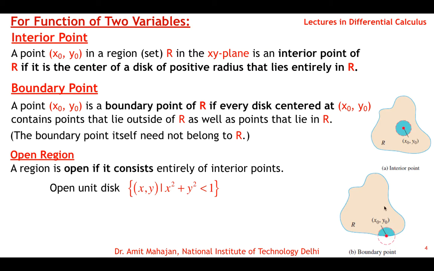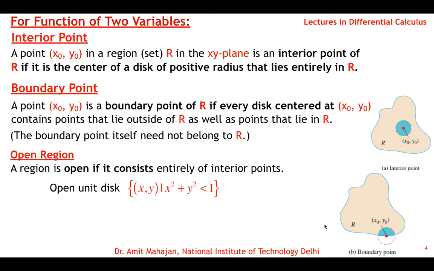Okay, so these are two definitions. For an interior point, if it is possible to draw at least one disk of positive radius such that every point is inside, then it is an interior point. And for a boundary point, if every disk that we draw with center at this point contains points which are outside and inside, then we call it a boundary point.